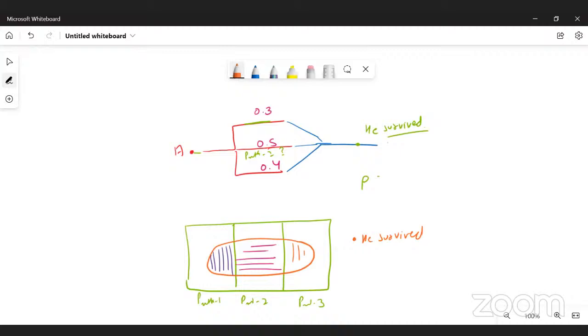That's why it's called the law of total probability. Based on our knowledge about these three, I can find what is required for each of them and simply add them to get my final outcome.